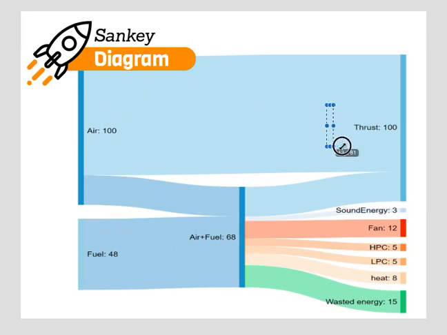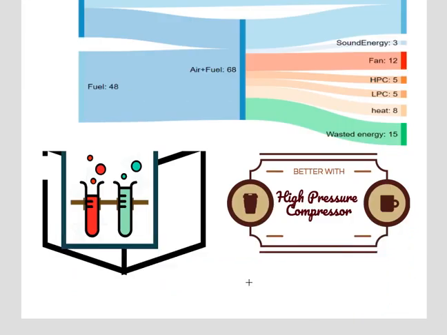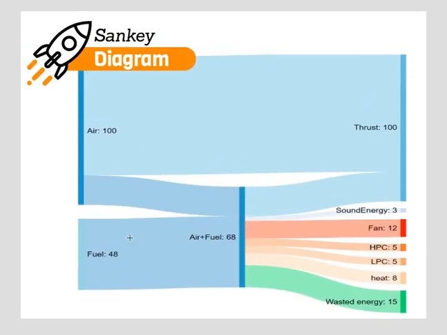Some part of the air is used to generate thrust, and the rest is compressed and mixed with the fuel for ignition. From here, we obtain the output energy for thrust, some energy to be used in the high pressure compressor, low pressure compressor, and the fan, and of course we have the unused energy. This Sankey diagram is an oversimplification, but it's enough for an imaginary example.